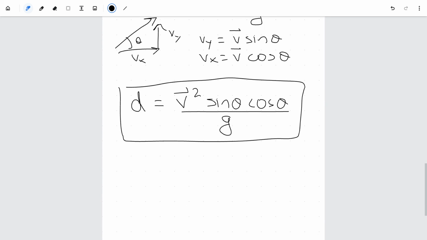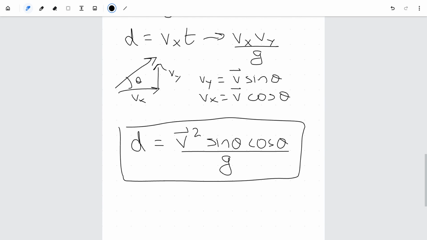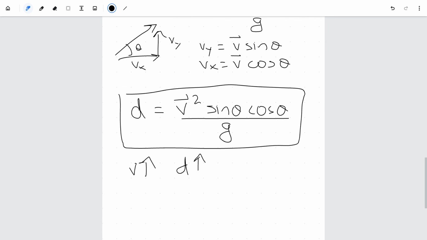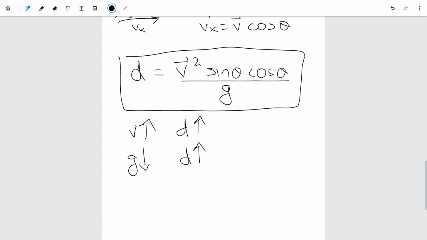Now this makes sense because you'd expect with a higher velocity, the ball will go farther. So as v goes up, D goes up. If there's more gravity, we'd expect it to go a shorter distance. And if there's less gravity, we'd expect it to go farther. So as gravity goes down, distance also goes up. And the optimal angle is going to be 45 degrees, which will give you a higher distance. So as theta approaches 45 degrees, D goes up. All this checks out, and that is why this is our answer.